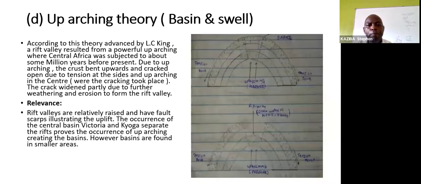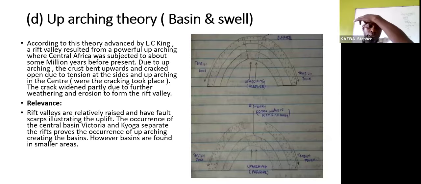Then you go to the up-arching theory. This was advanced by L.C. King, and he says that the Rift Valley resulted from a powerful up-arching. Land up-arched. It folded upwards like this. And this happened in Central Africa. And due to up-arching, a crack developed and erosion took place on that crack, and it widened to form a Rift Valley. So how is this relevant?